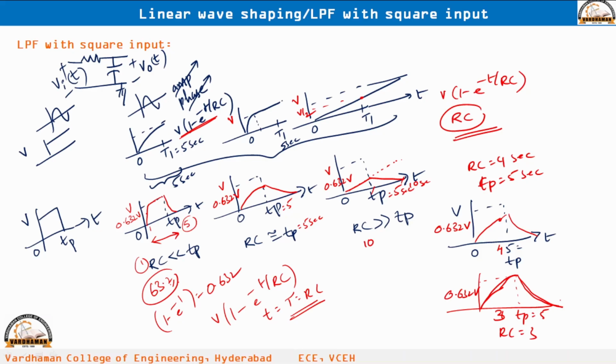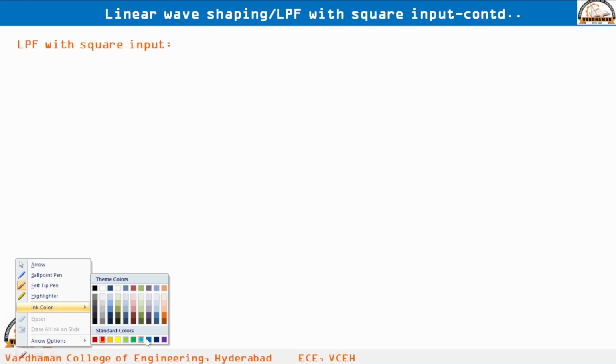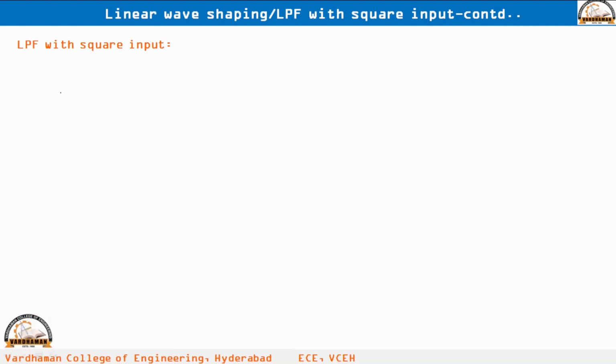Okay. Now, for the pulse input we have seen the output. Now, we are coming to the exact topic today, that is basically square input. Before starting the operation with the square input, first we have to understand it. So, here I am taking one particular square input.